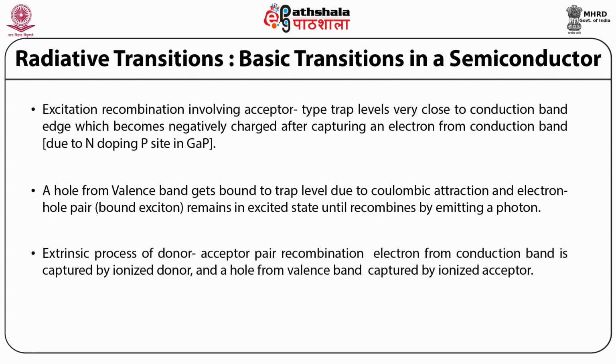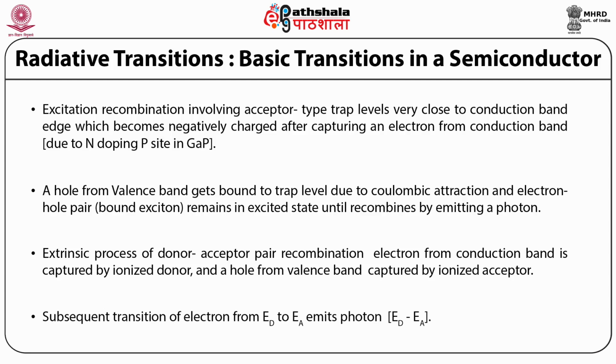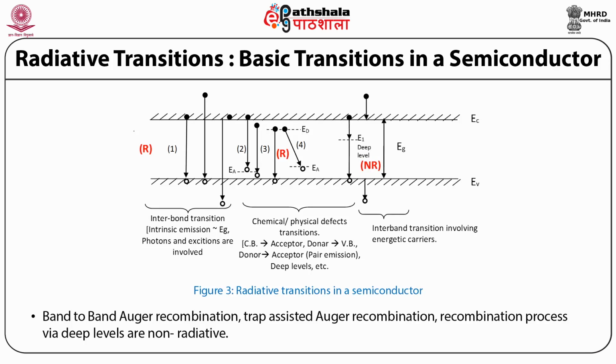Fourth, extrinsic process of donor-acceptor pair recombination. An electron from the conduction band is captured by an ionized donor, and a hole from the valence band is captured by an ionized acceptor. The subsequent transition of the electron from Ed to Ea emits a photon having energy Ed minus Ea. So band-to-band Auger recombination, trap-assisted Auger recombination, and recombination processes via deep levels are non-radiative.